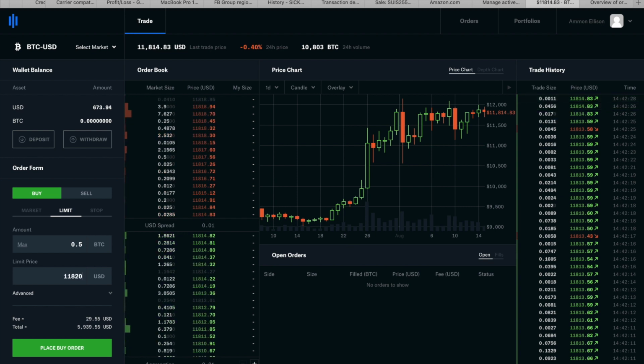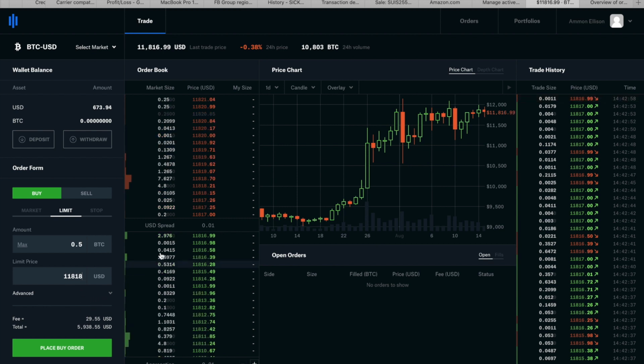11,820. So that would mean that I don't want to pay more than 11,820, and since there's a lot of liquidity on the books for this order size, it'll get filled immediately, just like a market order would. But if I want to be more specific than that, I can obviously put the price down lower, call it 11,818.